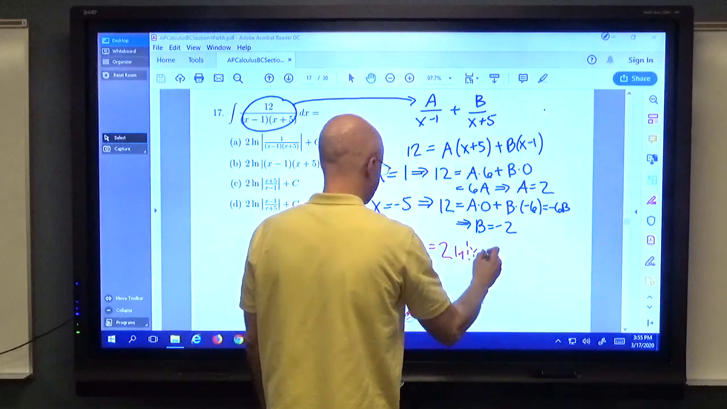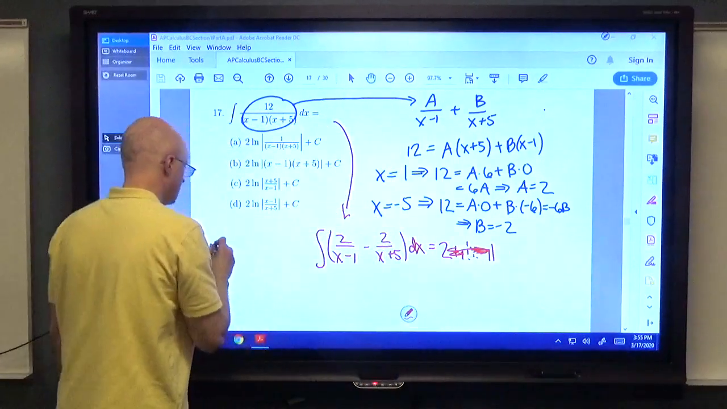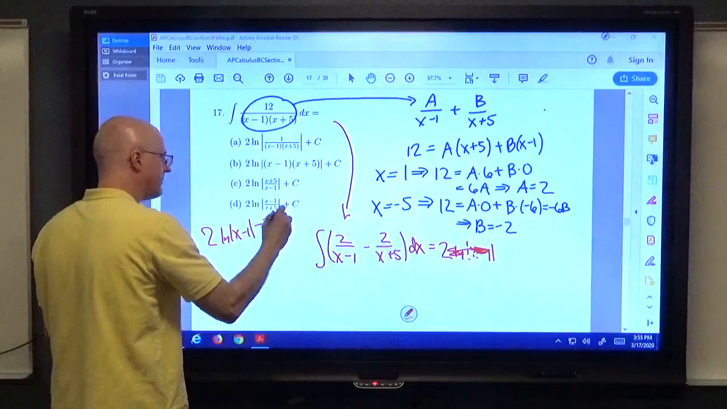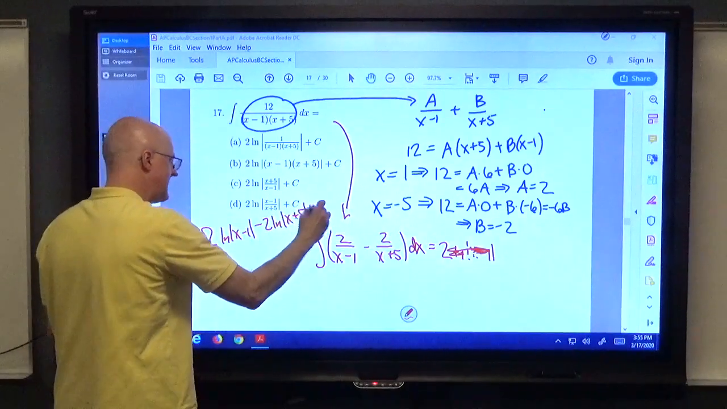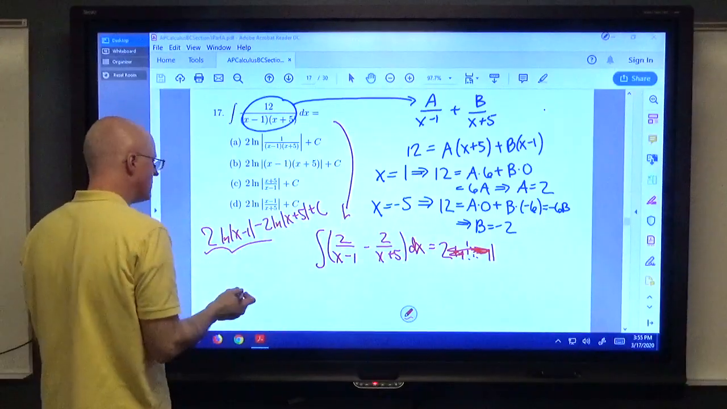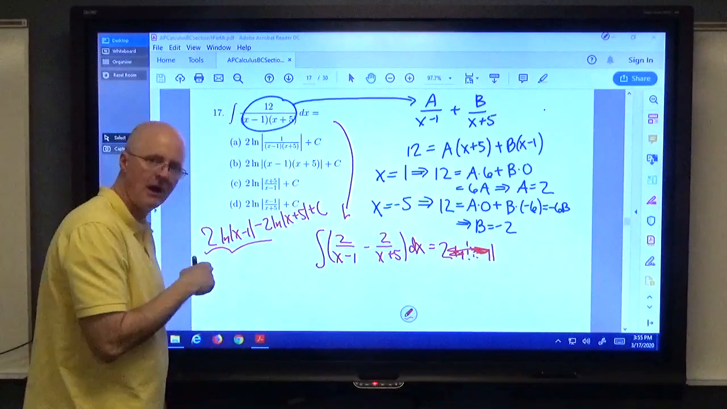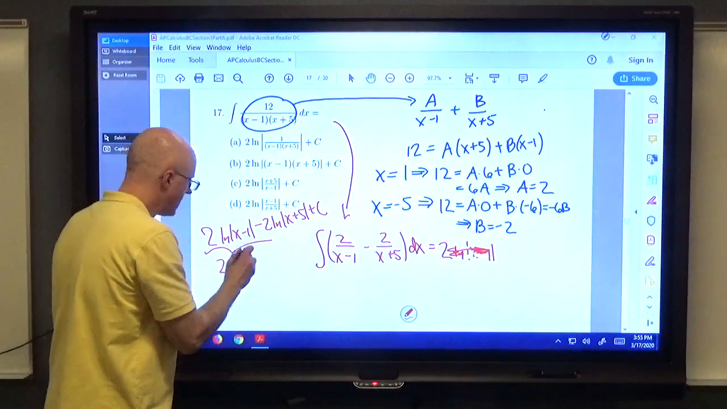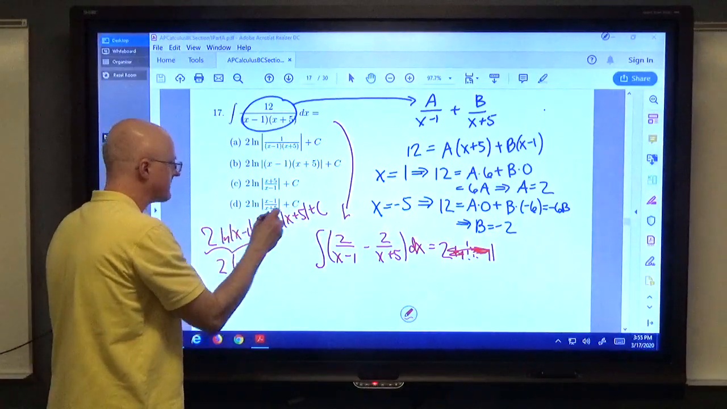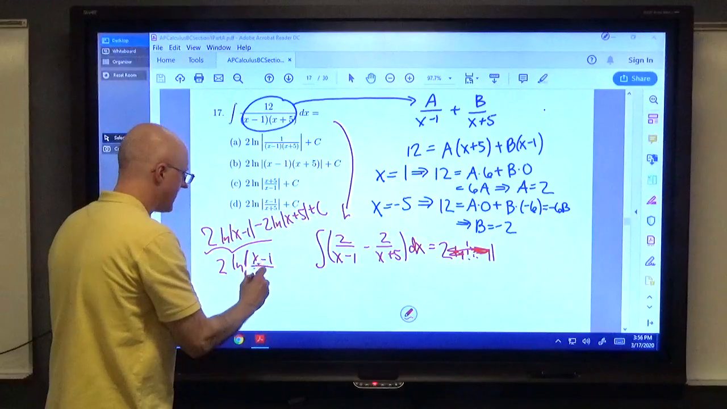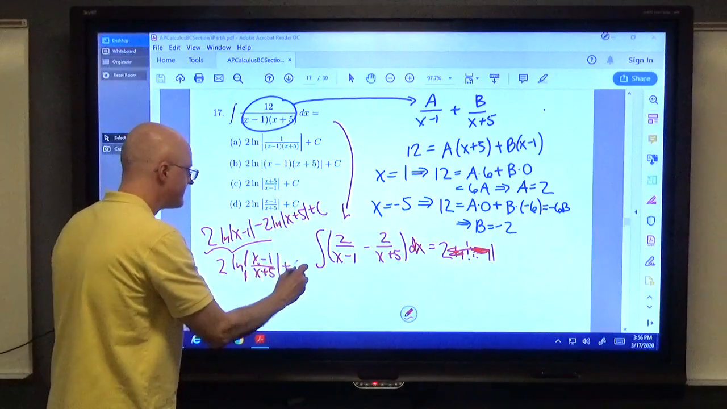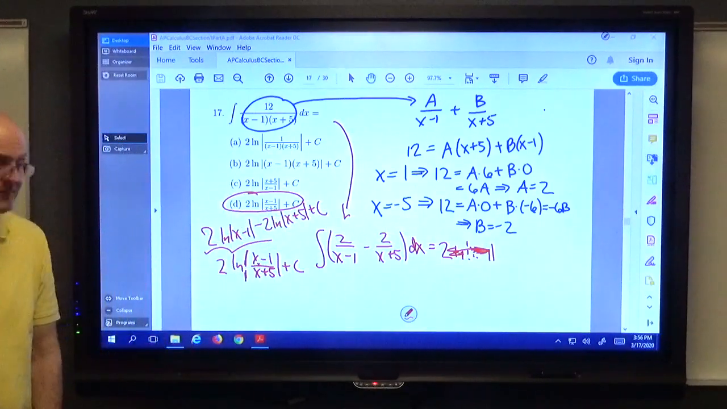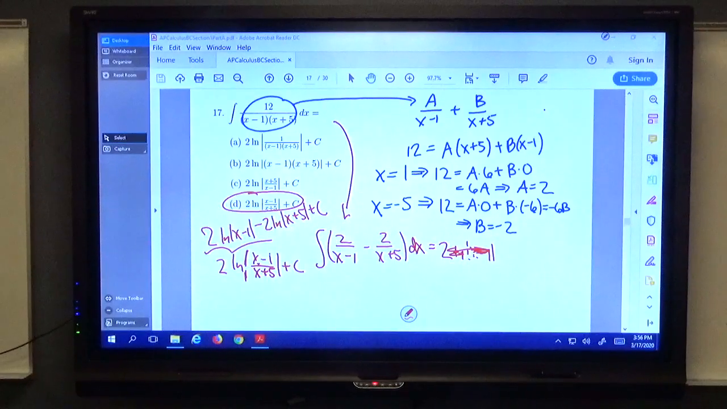2 natural log of the absolute value of x minus 1 minus 2 natural log of the absolute value of x plus 5 plus c. Then with these two terms, you can factor out a 2. And you also can use the fact that the difference of two logs is the log of their quotient. 2 natural log of the absolute value of this thing divided by that thing, x minus 1 divided by x plus 5, and don't forget your plus c. And so the answer is choice D. Okay? All right, on to 18.